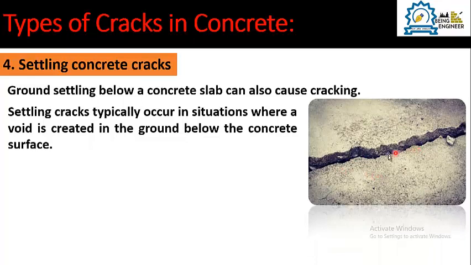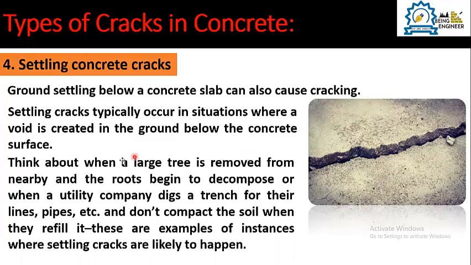As you can see in this picture, this portion of the concrete has settled down due to less compaction of the ground underneath. Think about when a large tree is removed from nearby and the roots begin to decompose, or when a utility company digs a trench for their lines, pipes, etc. and doesn't compact the soil when they refill it. These are examples of instances where settling cracks are likely to happen.